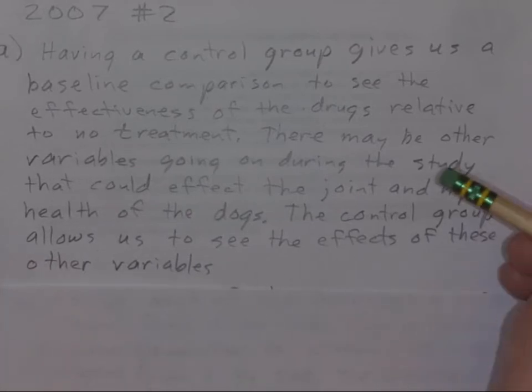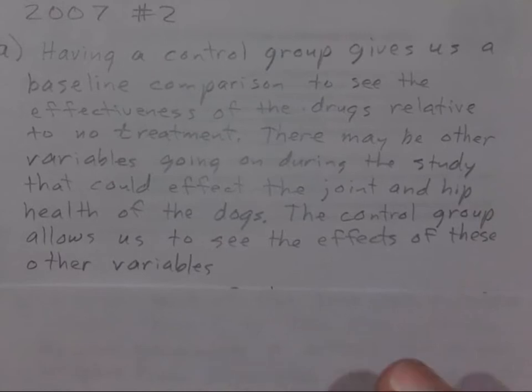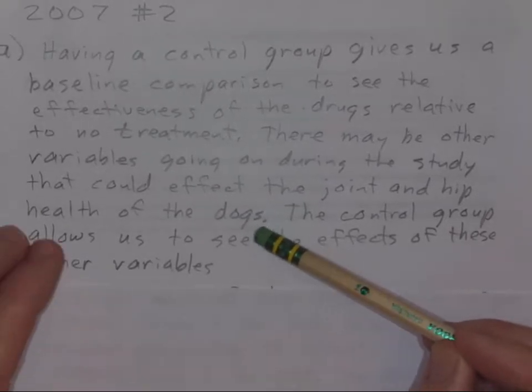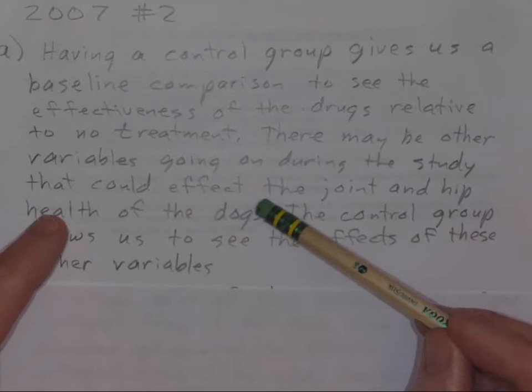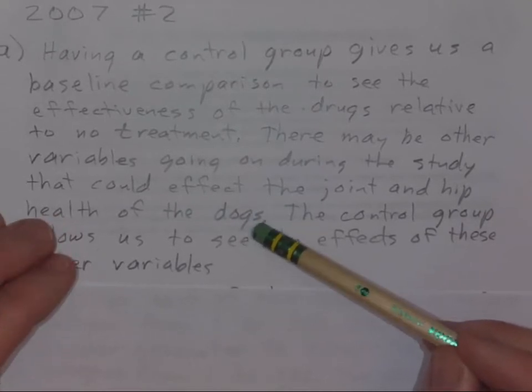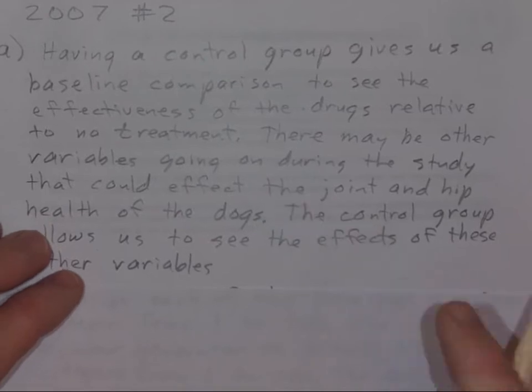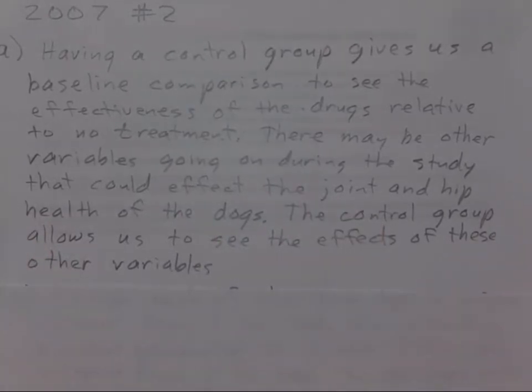The key thing here is you're saying that the control group gives you another comparison group, and you're saying it in context. You have to mention that. You have to mention the joint and hip health. It's very important to mention the context in every one of these answers. The big thing we're interested in here is the improvement in the joint and hip health. And so there you go.